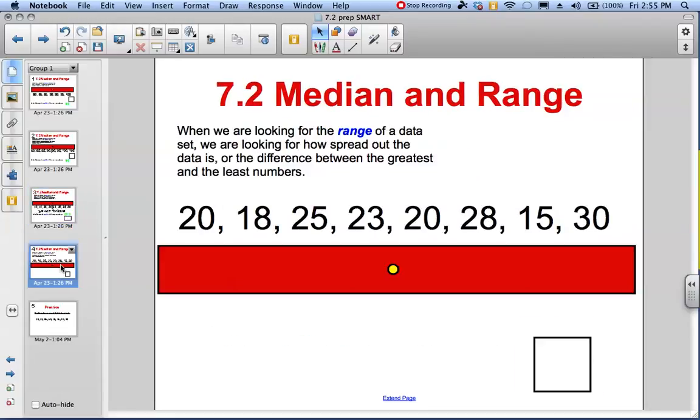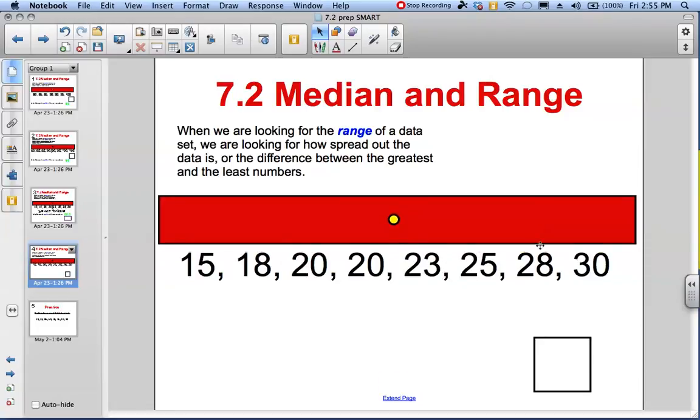Range in a data set is where we're looking at how spread out the data is, or the difference between the greatest and the least numbers. So we want to see how far our data set stretches. Same as we have for mean, median, and mode, we put the numbers into order. We have to for median and range too. It only makes sense because we need to go from the smallest to the biggest and find out the difference between the two, or how spread out the data is.